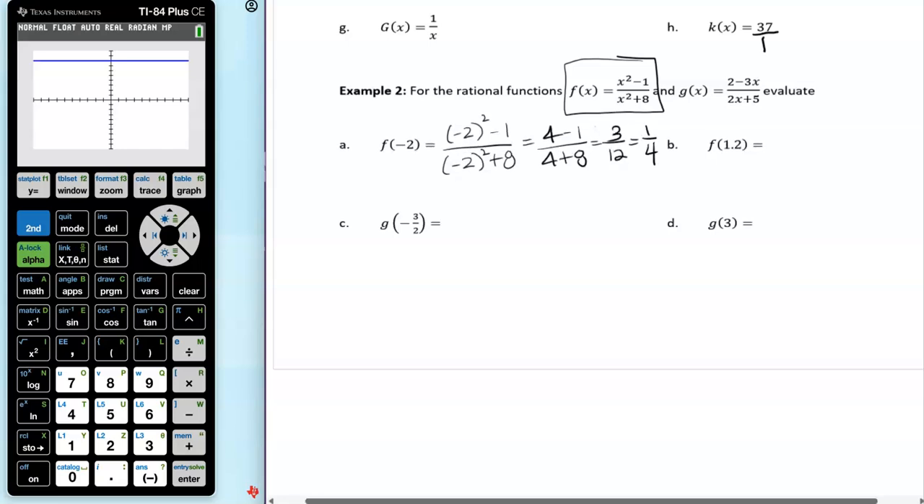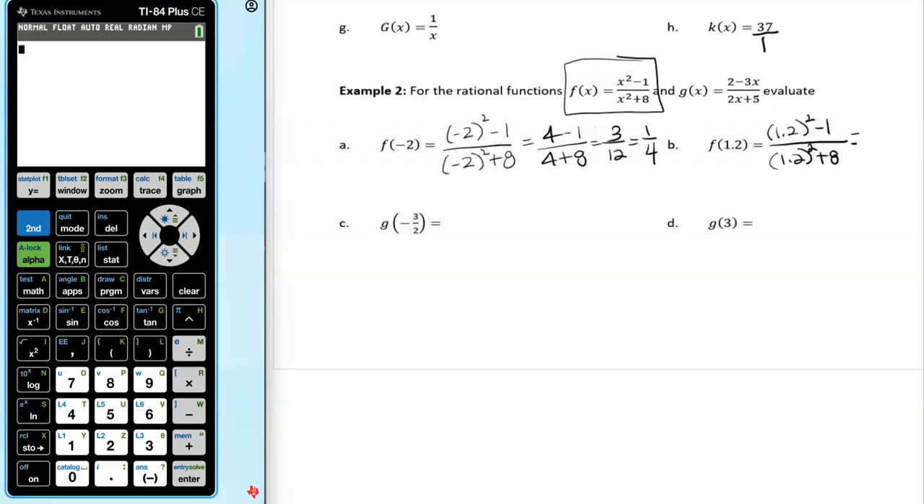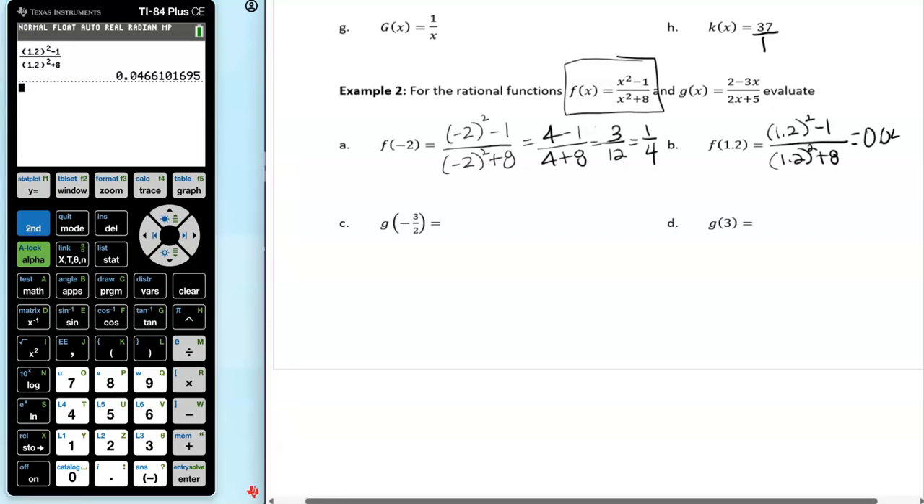On part B, we're putting in the decimal value of 1.2 into f of x. So we have 1.2 squared minus 1 over 1.2 squared plus 8. And we will probably use our calculator to evaluate that. So let's do that over here. Hit alpha y equals, choose number 1, and enter in 1.2 quantity squared minus 1 in the numerator and 1.2 quantity squared plus 8 in the denominator. We hit enter. A calculator gives us this decimal, and that works just fine.